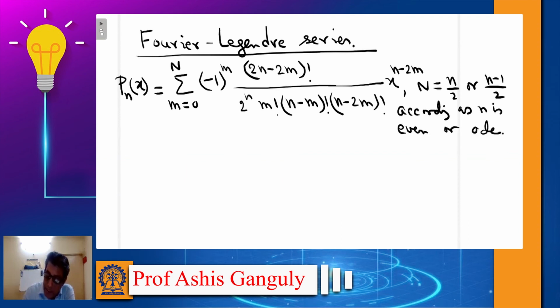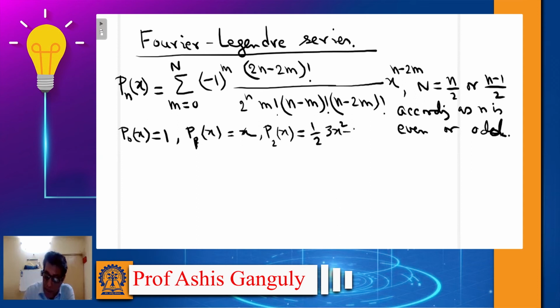So by this definition, you can write down the first few polynomials. P0(x), if you put it here, you will get 1. P1(x) equal to x. P2(x) is half of 3x square minus 1, etc. Okay.